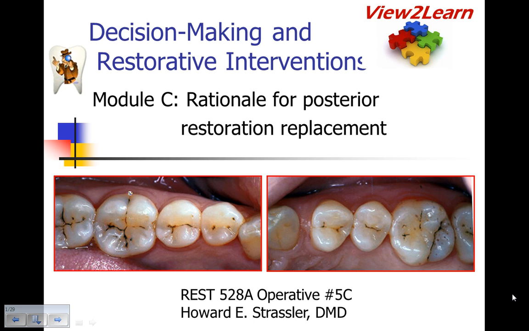And this module on rationale for restoration replacement and repair will parallel for posterior restorations what we'll talk about for Class 3s and Class 4s and Class 5s. In fact, one of the case conferences will focus on a generalized view of evaluating restorations for their acceptability when we replace, when we repair. And there'll be readings on an article that goes through some of the ideas and concepts for that type of decision making.